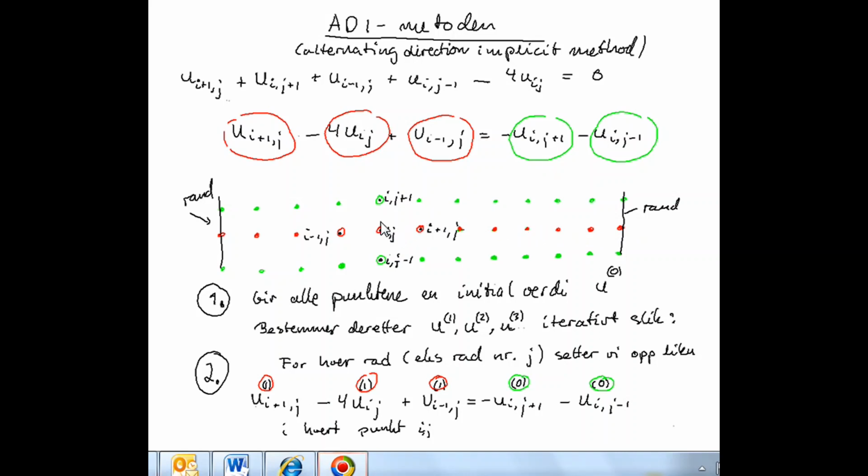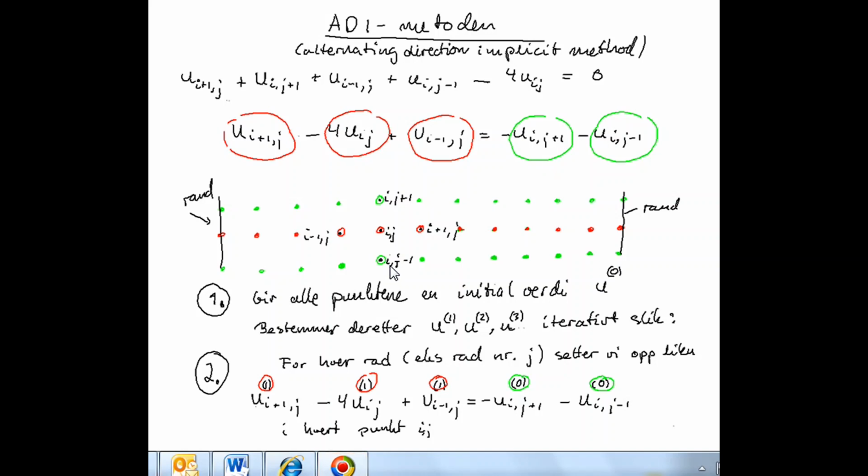So you see here, u_i,j is the value of u in this point, and u_i+1,j is the value in this point to the left of this middle point, and this is u_i-1,j to the right of this midpoint. And these two numbers are the values of u on this point and this point respectively.